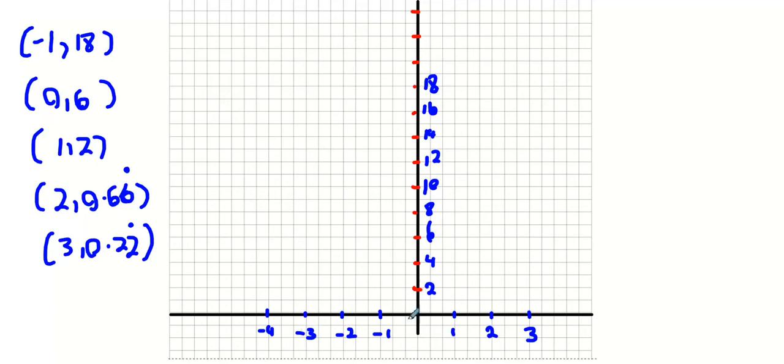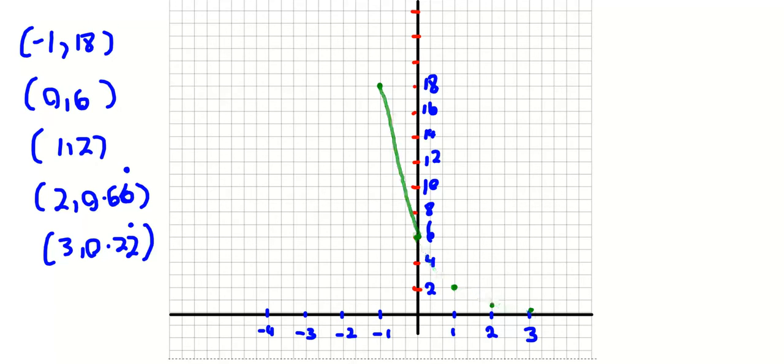So let's do our points. -1, 18 is here. 0, 6 is here. 1, 2 is here. 2, 2/3, so 1 is here, and then 2/3 of that will be around there. And then finally the last one is quite small, 0.2, so in around there. So we do our best to link this line up like so. We try and get through as best we can, and there we go. Okay, that's a reasonably good attempt at an exponential curve.